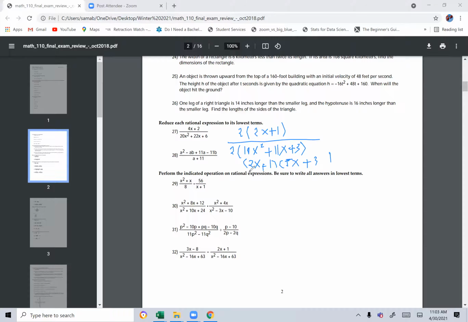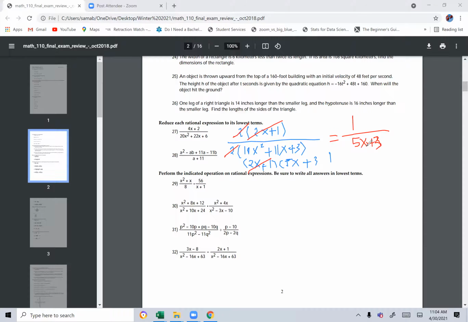And now we can cancel out the common factor. Watch. 2x plus 1 and 2x plus 1 cancel out. 2 and 2 cancel out. So what's left? If there is nothing left at the top, it doesn't mean 0. It means 1 over 5x plus 3. And that would be the answer.